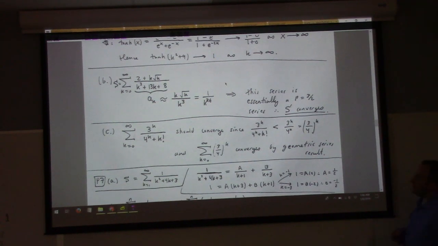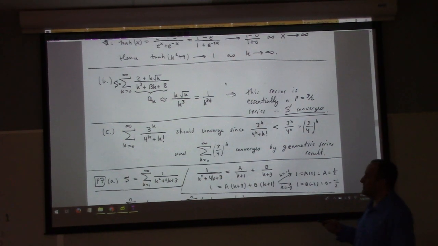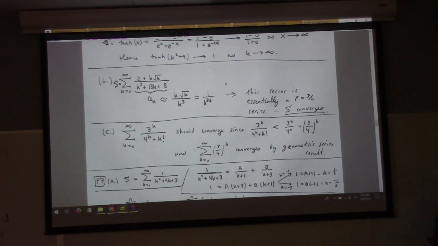Now, the next one, basically I'm just looking for you to look at what matters here for really large k. This is essentially just 1 over k to the 3/2, believe it or not, which of course is convergent by p equals 3/2, right? How would you make b rigorous? What would be the easiest thing to do? If you wanted to give a careful argument for why it was convergent, what test should you use?